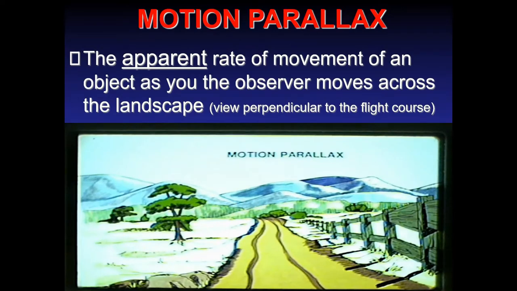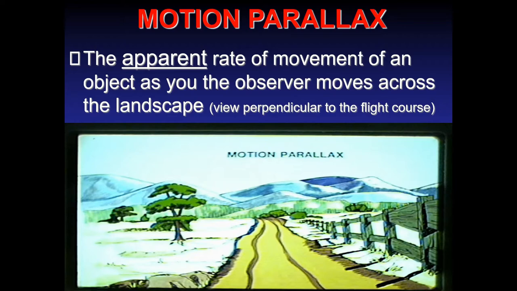And the last and most important thing we have here is motion parallax. The apparent rate of movement of an object as you, the observer, move across the landscape. So you can see the fence here on the side. As you're rolling down this road, that fence is whipping by pretty fast. It's going pretty dang quick. But that tree to the left, it's kind of going medium speed. It doesn't seem like it's going very quick at all. And then, of course, the mountains in the distance, they're hardly even moving.